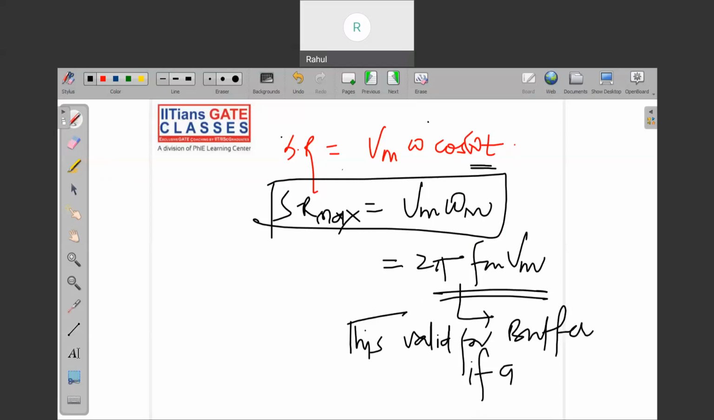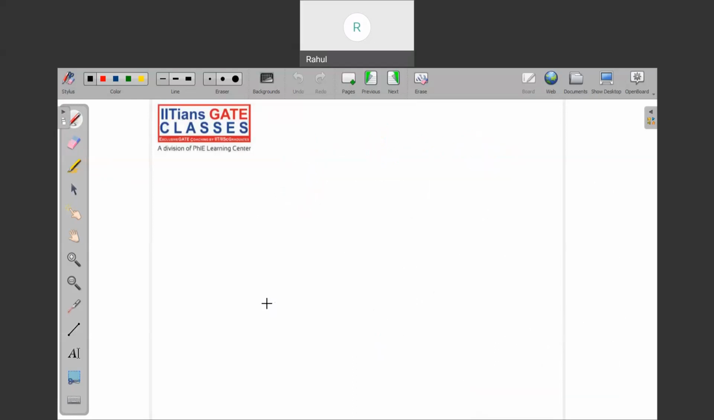If the gain is 1, okay? Otherwise, it is not applicable. Understand? So you can find the maximum frequency as well. Many times a question has been asked from this topic, the maximum frequency of the op-amp, whenever the slew rate is given. So you can determine it with the help of this formula.